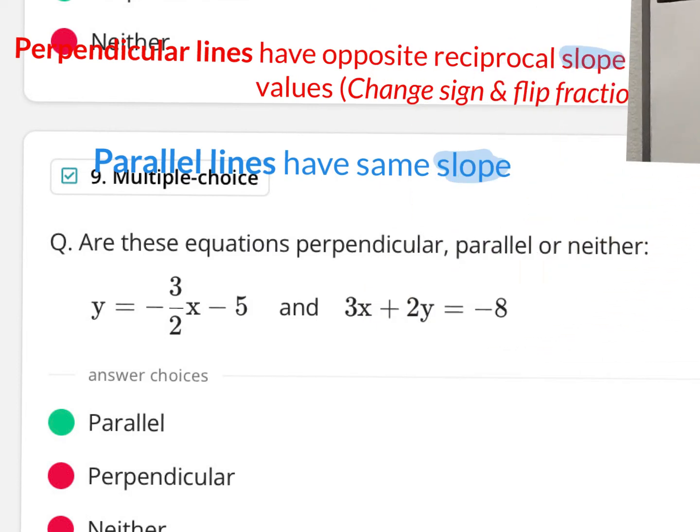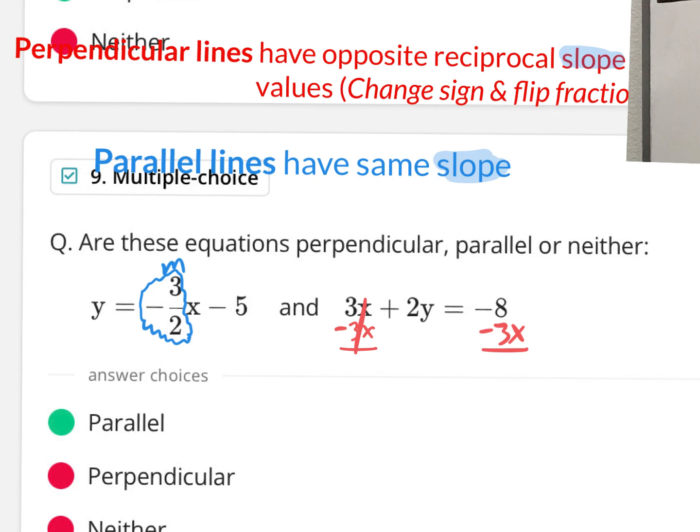So check it out. Right here we do have y equals mx plus b, and over here we have ax plus by equals c. I know that my first equation has the slope of -3/2. That's the slope right there. The other one, I need to change to slope-intercept so I can find the slope as well. So let's begin by subtracting 3x from both sides. What you do to one side, do to the other side.